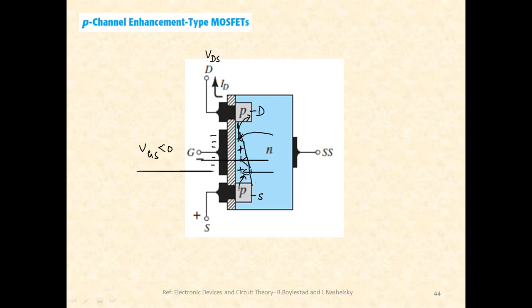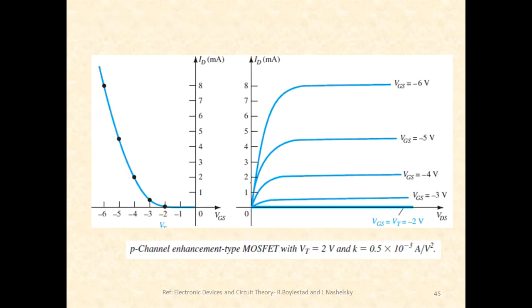Okay, so the physical phenomena is exactly as that of N channel MOSFET. Only thing is that here the flow is due to holes. Okay, then coming to the transfer and the drain characteristics, you can observe the differences. Here, as VGS increases in a negative way, the current also increases.